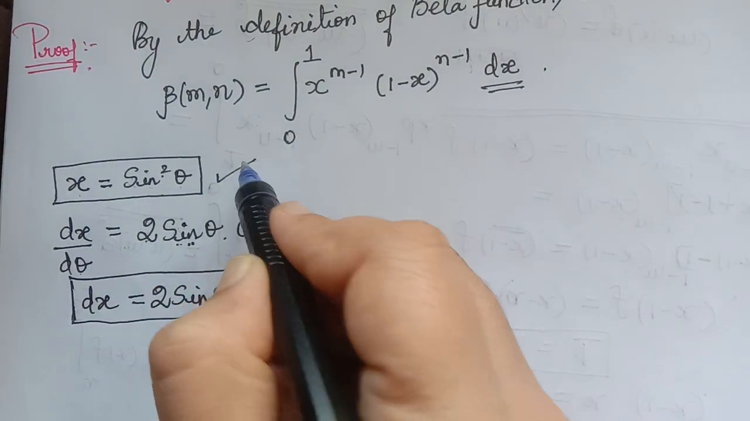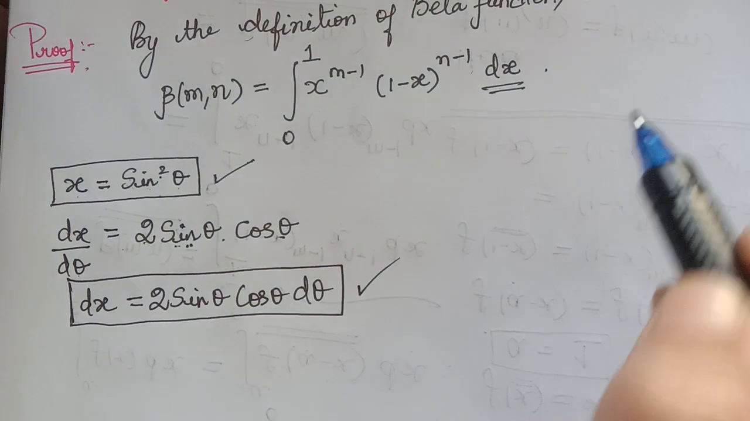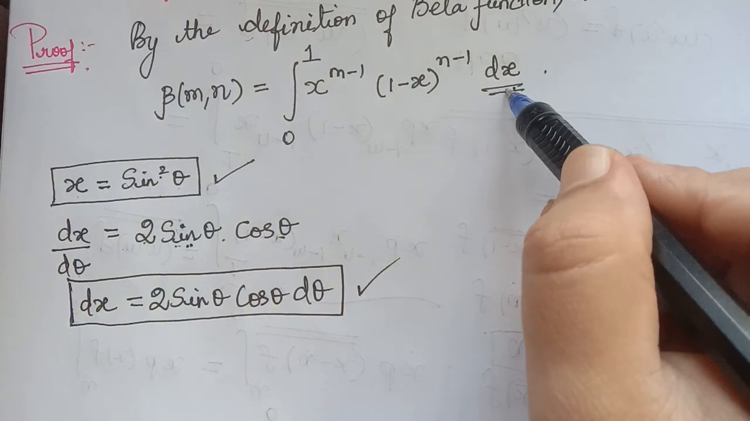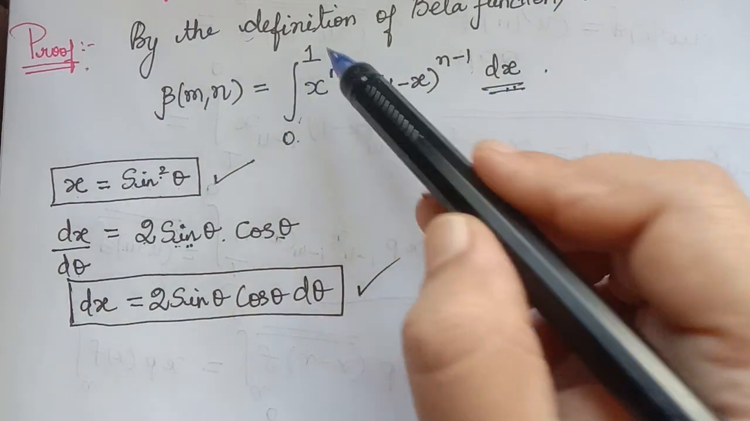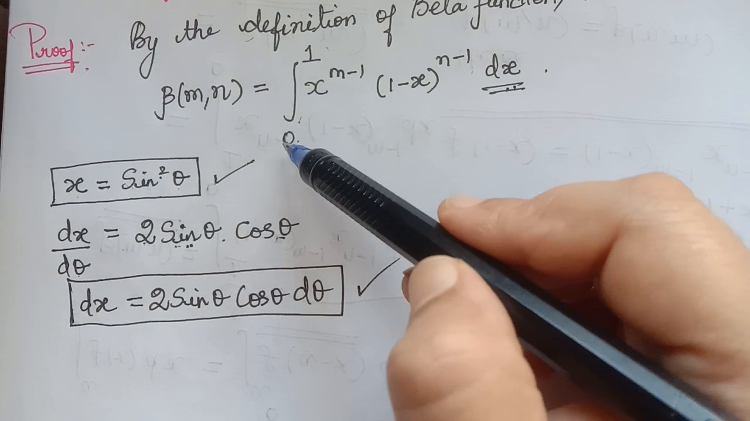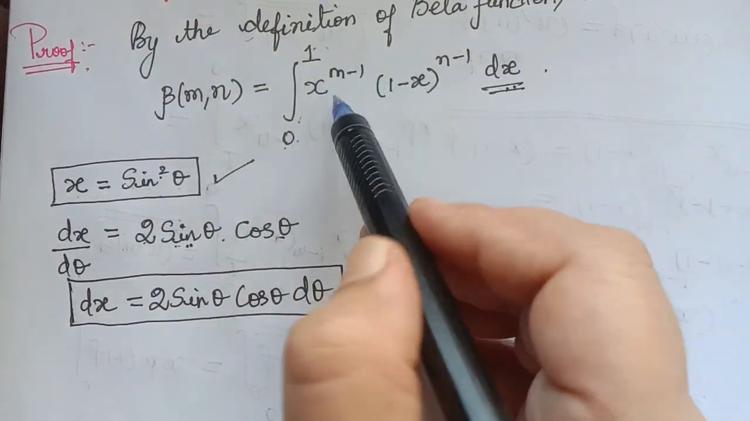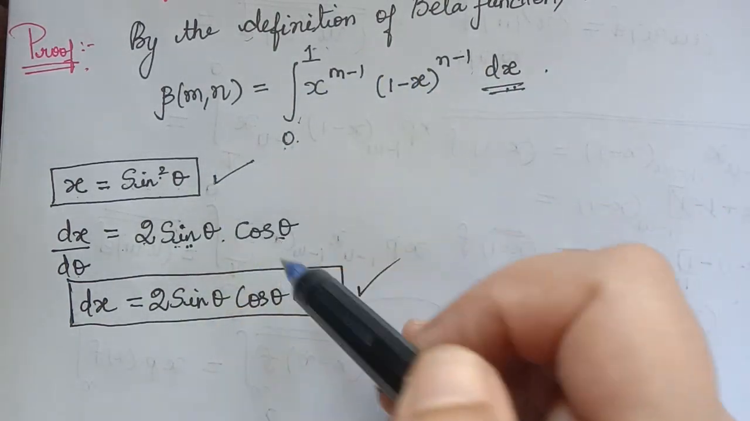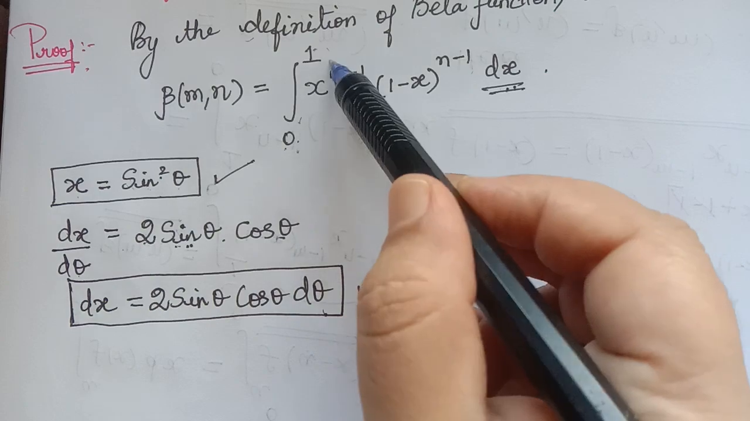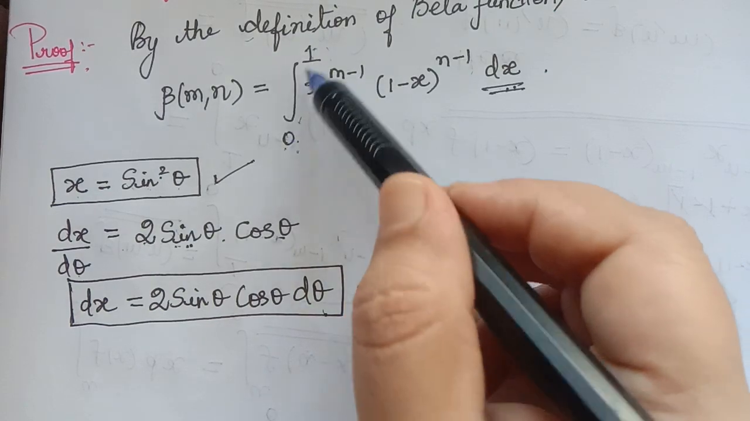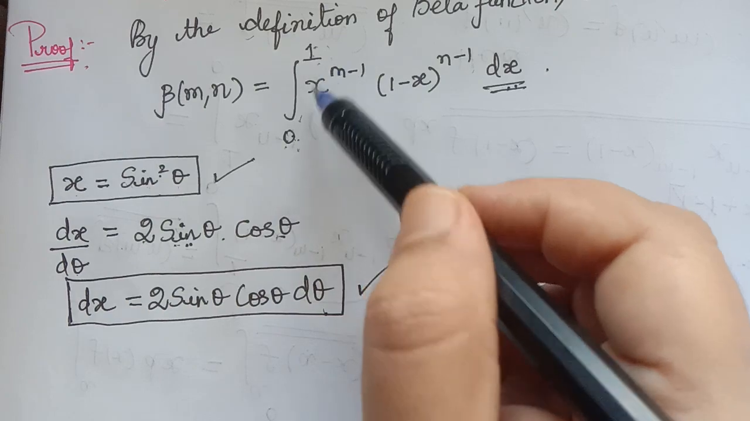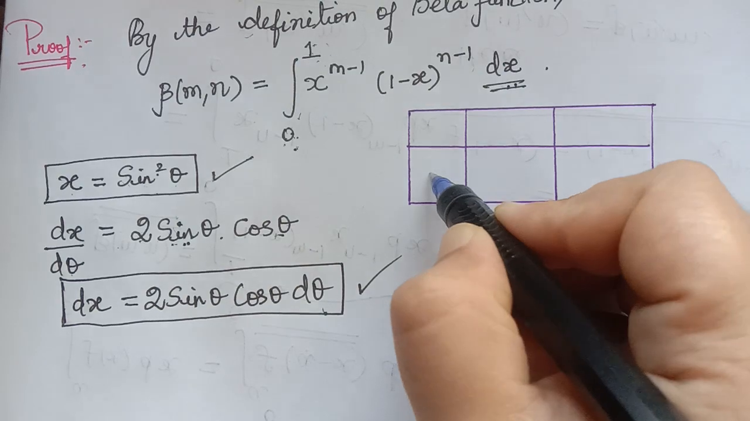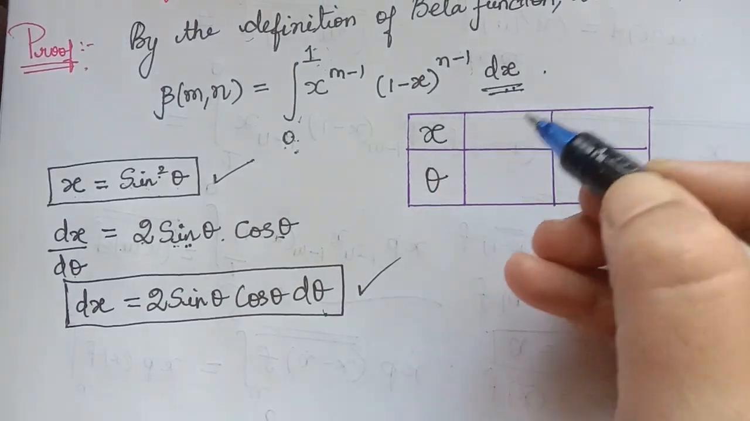So from x we have obtained dx in order to substitute in the integral. But very importantly, we should also observe the change of limits. The limits over here are 0 and 1, and these limits are for x. But now we are going to change the integral with respect to theta, and so the limits have to be written in respect of theta only. So we should see the change of limits. That is, we have to find the value of theta with respect to the value of x.